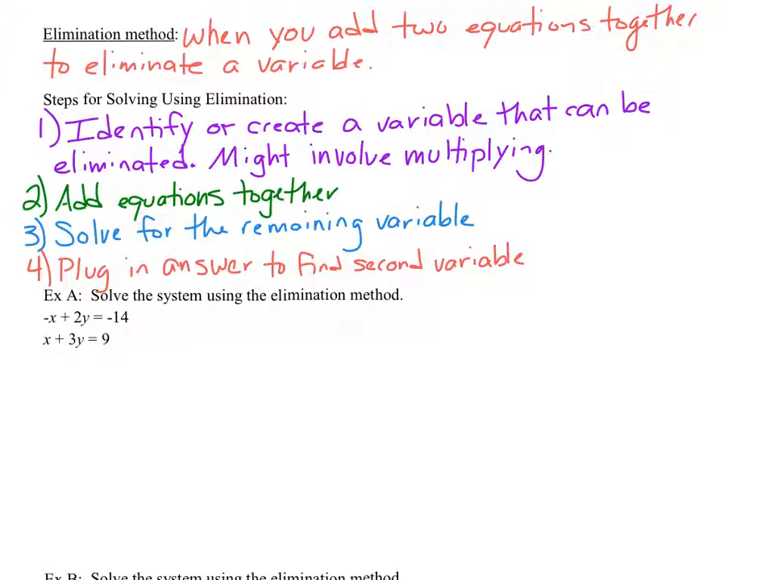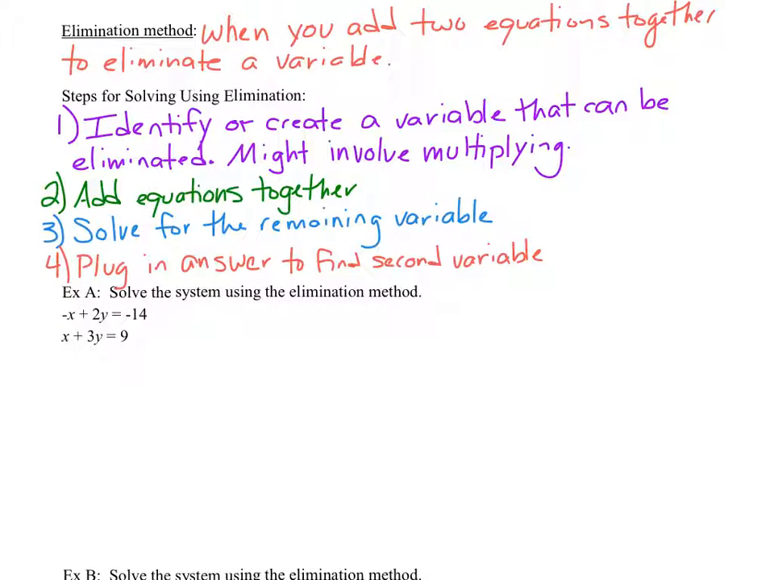All right, so looking at our first example here, it says solve the system using elimination. So by the way, my examples definitely go from easy to more difficult, okay? So for this one, I want to identify or create a variable that can be eliminated. Looking at these two equations, if I was to add them together, would one of the variables disappear? What would disappear? The x's. Okay, good. Because one's negative, one's positive. So if I add negative x and x, it just goes away. So that's step one. I notice that those are going to cancel out.